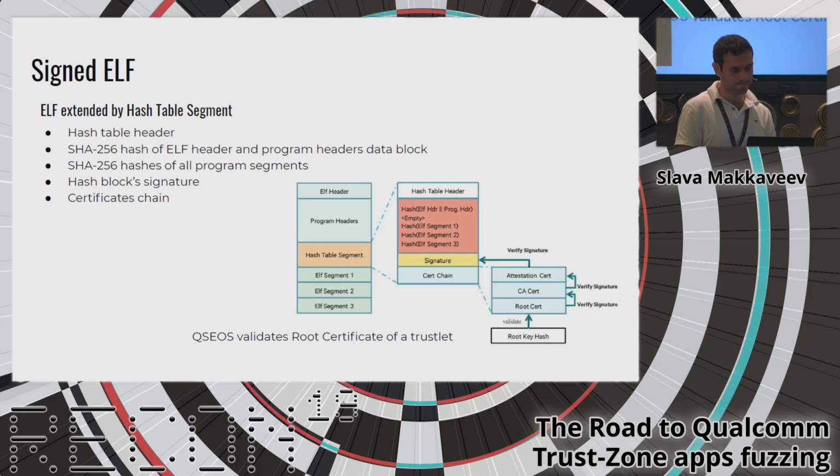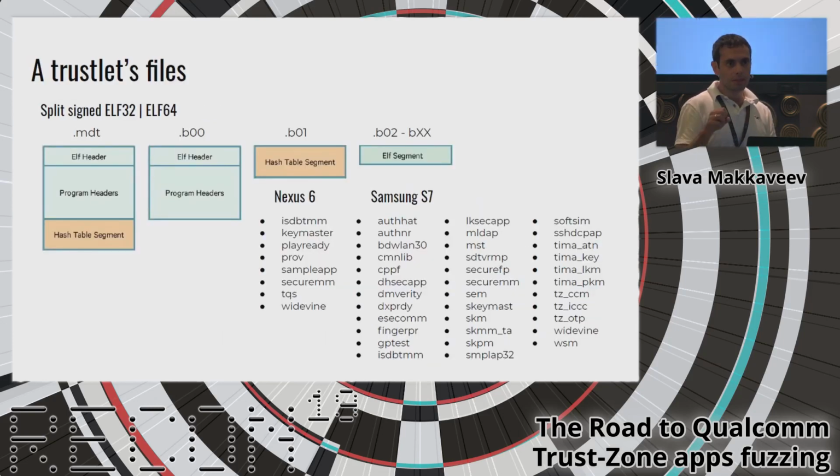fuses, if used. In the Android file system, the trustlet ELF file is split into several files. Each segment is saved in a special bXX file, and the MDT header file is just a concatenation of the B00 and B01 files, and it's enough to concatenate all bXX files sequentially to receive the correct ELF file of the trustlet. Here you see several examples of trustlet apps which could be found on Nexus 6 and Samsung S7 devices.